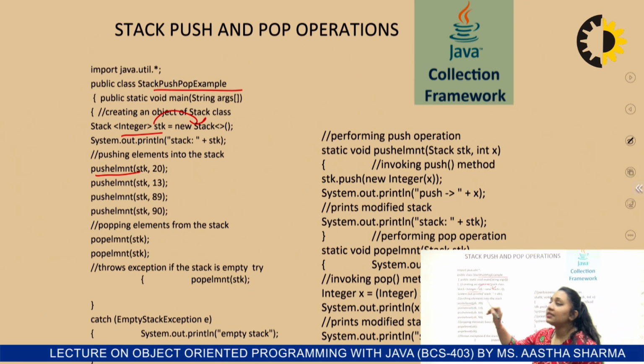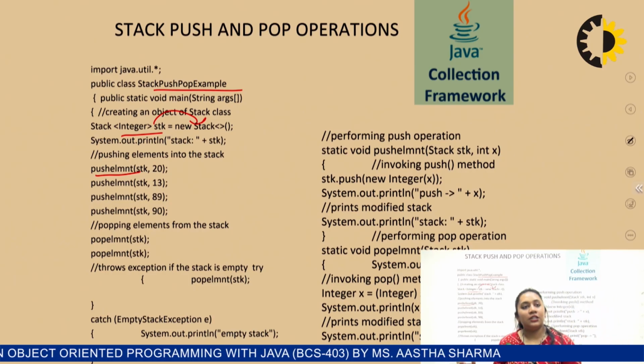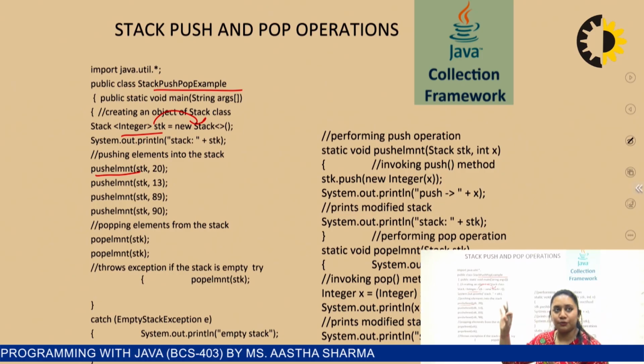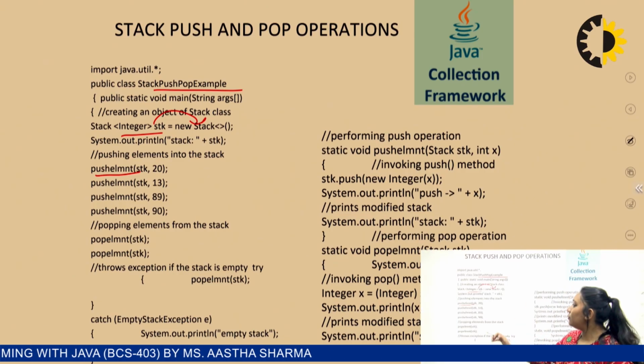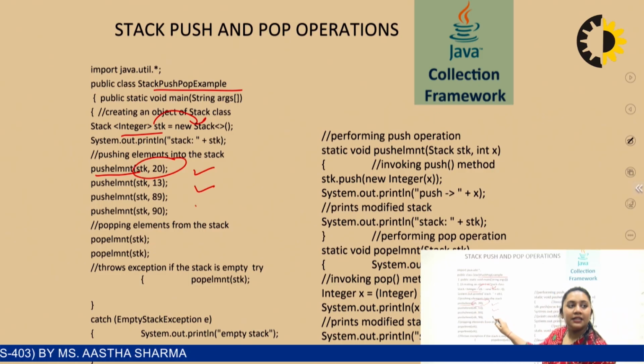So in this stack we will be using push. If you need to remove an element, you just need to write pop. In the form of insertion and deletion, we will be using push and pop operations. So while using push, the elements added to the stack are 20, 13, 89, 19.